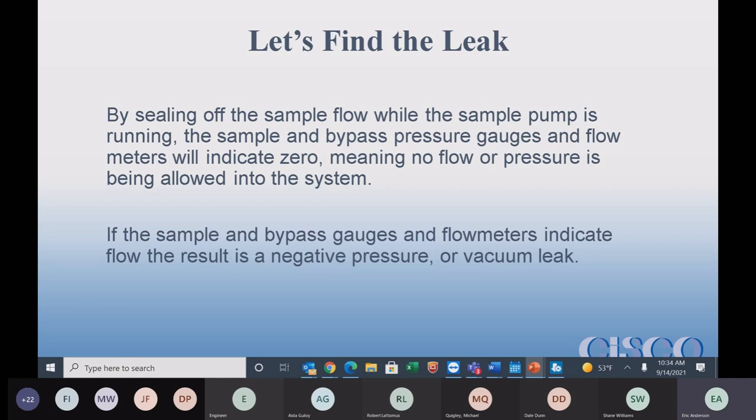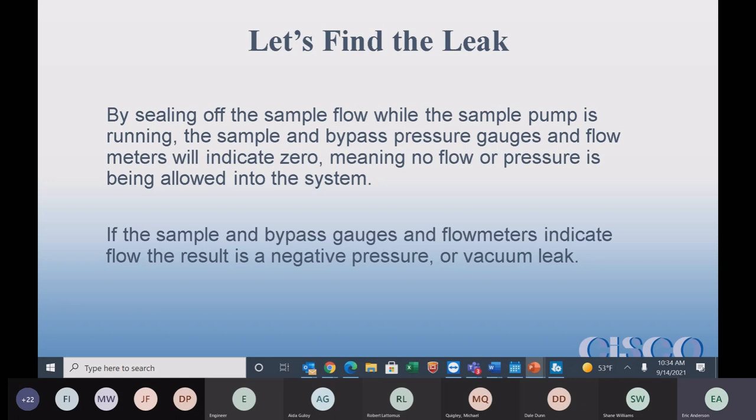Typically, we're going to start at the heated sample line. We're going to move the heated sample line off and cap it off. And we're looking for no flow condition, no flow and pressure. So those flow meters and pressure gauges should go to zero.